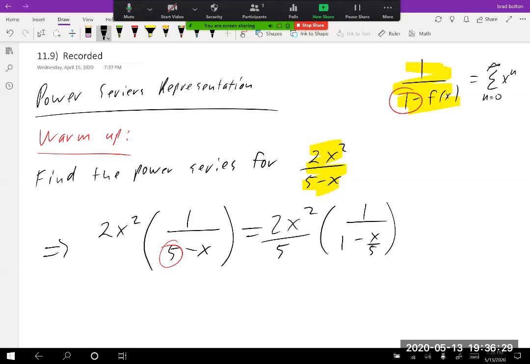So hopefully you guys see that this is still correct. If I wanted to, I could distribute this 5 back in, and that would be 5 minus x, which is the same as this. So I haven't done anything wrong. I've rewritten the problem. Remember, that's what we're trying to do: transform things or change the way they appear into something else, so then we can do a nice substitution. So now we see that this would be 2x squared over 5 times the summation of n equals 0 to infinity of x over 5.